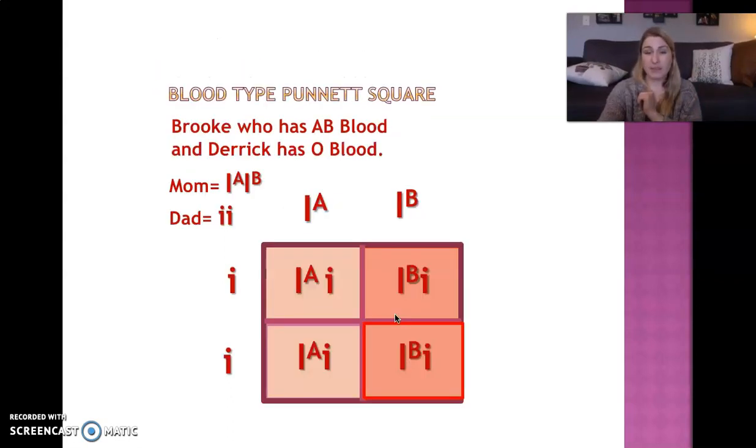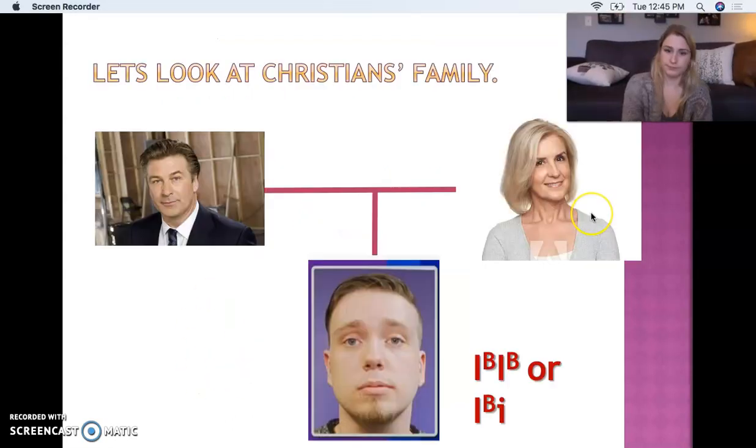Okay, so that last Punnett square we did, we assumed that Christian was homozygous dominant. Now let's look at Christian's family. And once again, I literally just pulled these images off of Google. Alec Baldwin is not Christian's father, okay?